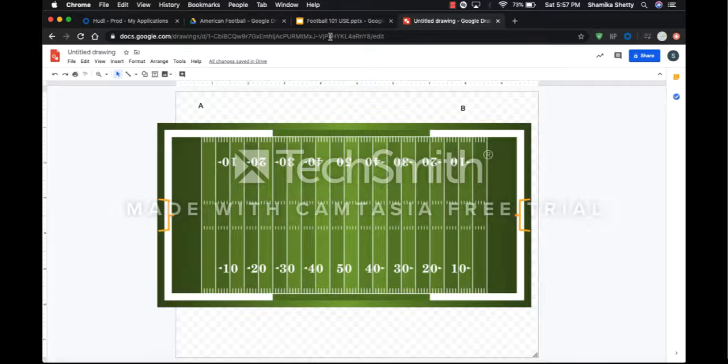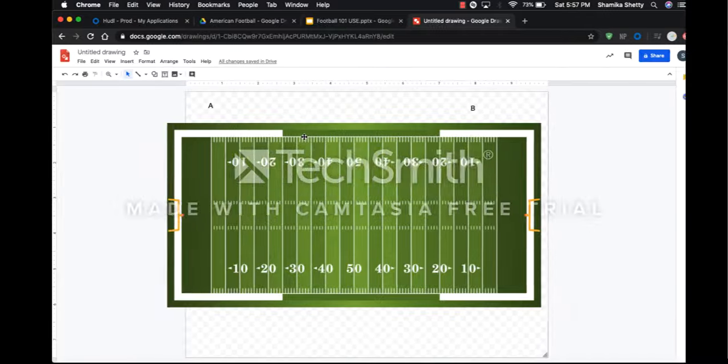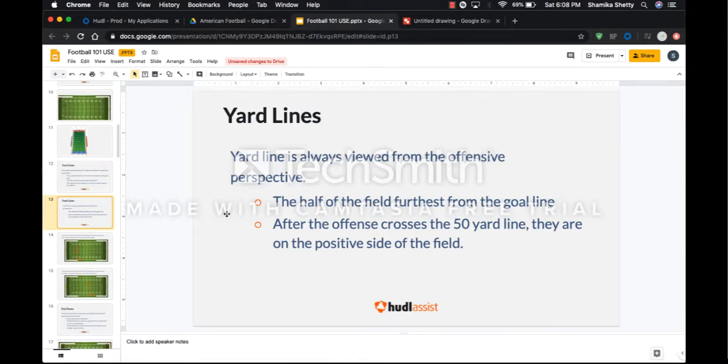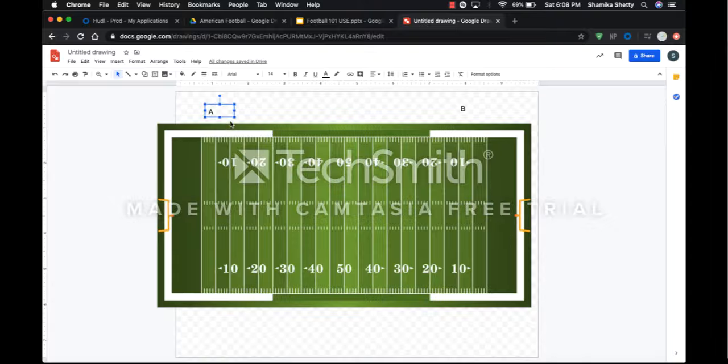Okay, so let's come back. Yard lines are always viewed from the offensive perspective. The half of the field furthest from the goal line, after the offense crosses the 50-yard line, they are on the positive side of the field. Now to explain positive and negative, I need to go back to the image. Now we have team A and team B. Let's assume team A is our offensive team and team B is our defensive team. So the ball will be in possession of team A. This team has the ball.